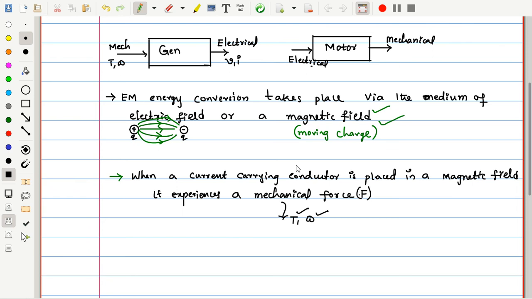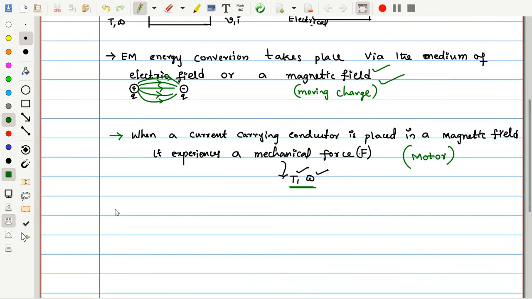In which case is this kind of action going to take place? In the case of motors. So let me write, this will be the motoring action. In case of a motor, this kind of phenomenon takes place. Wherever a current carrying conductor is placed inside a magnetic field, and that magnetic field associated with the conductor is continuously changing, it experiences a force, thereby a torque and speed result. So clear? This is the motoring action.